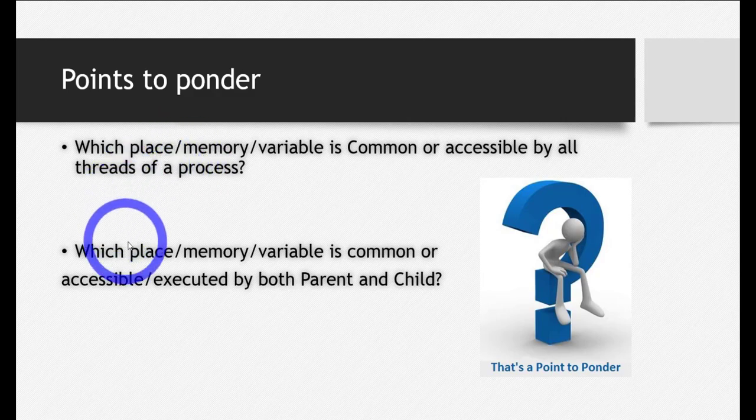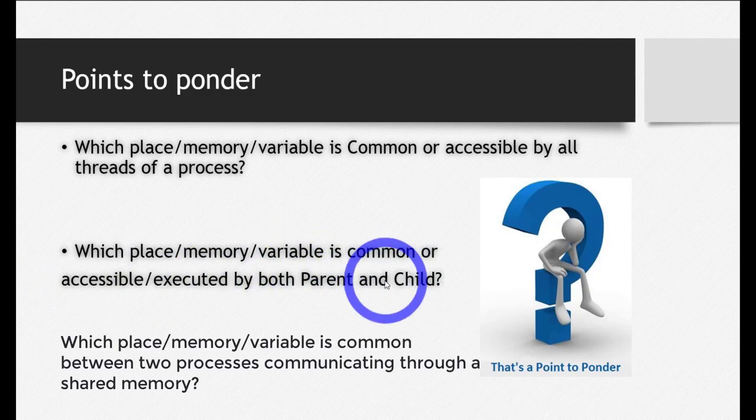There is another question. Which place, memory, or variable is common or accessible by both parent and child processes? And we have covered this in the 7th week of our operating system course. So what is the answer to both these questions? I won't let you know right now. Think about them and comment them down below. Now let's see the implementation of semaphore.